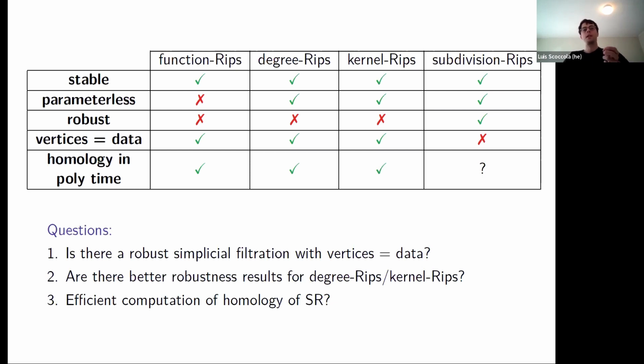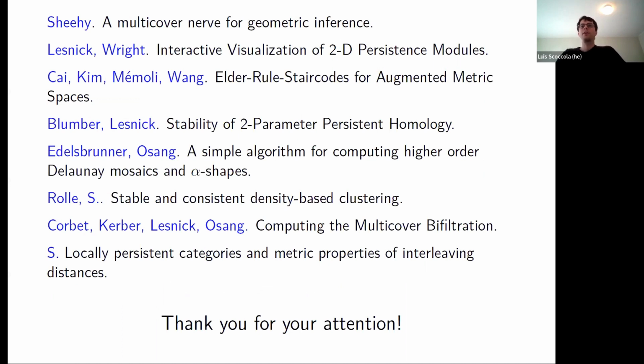Then something that is super interesting, and this is also observed by Lesnick and Blumberg, who give an example in their paper, is that degree-Rips and also kernel-Rips tend to work in practice much better than what we can prove in theory. So the robustness results that we have for degree-Rips are pretty weak, but in practice, they are pretty robust. So an interesting avenue is to try to prove better and more precise robustness results for these two filtrations. And then finally, there's the question of, can we compute the homology of subdivision-Rips in polynomial time? And that is all I wanted to tell you. Thank you. Thanks a lot for listening. And I'll be happy to discuss more.